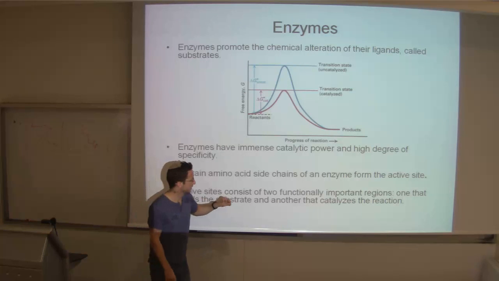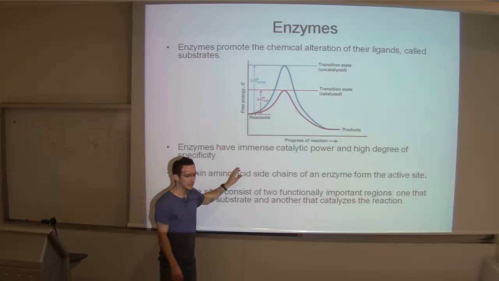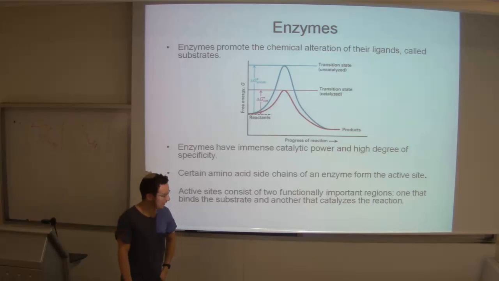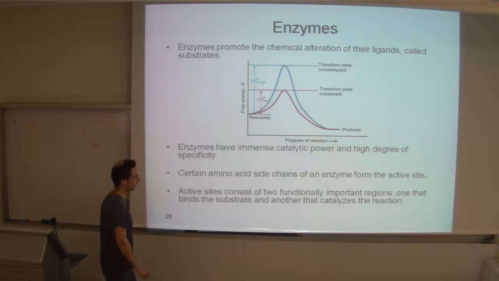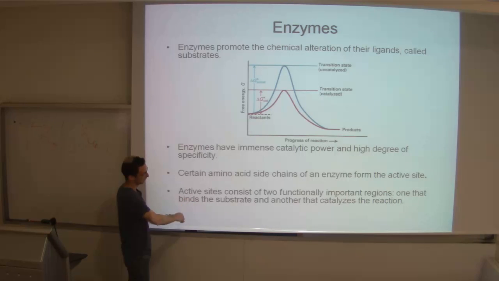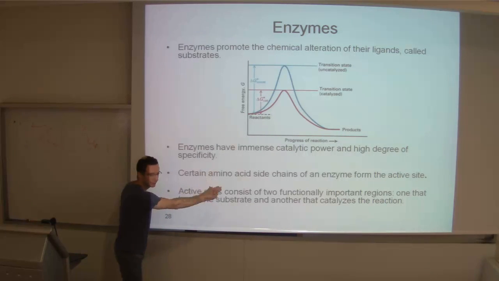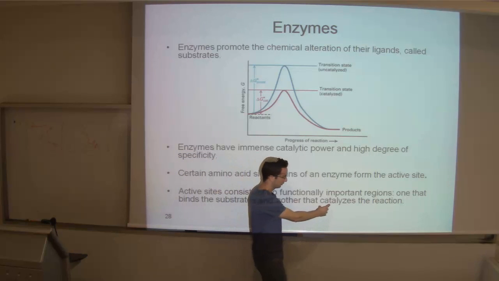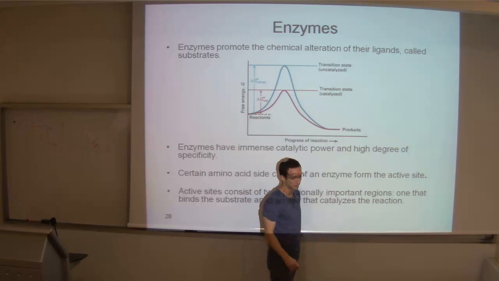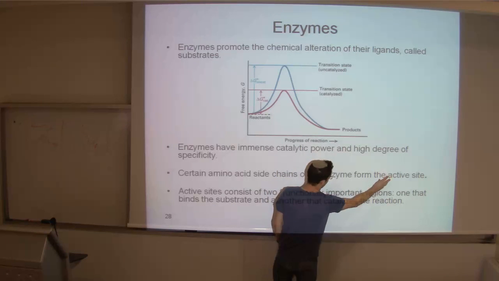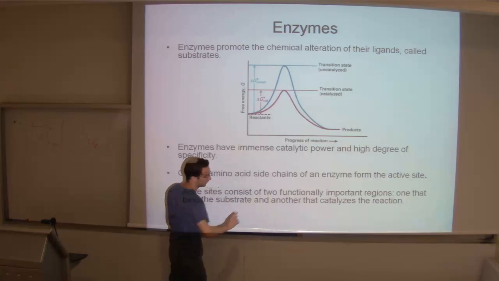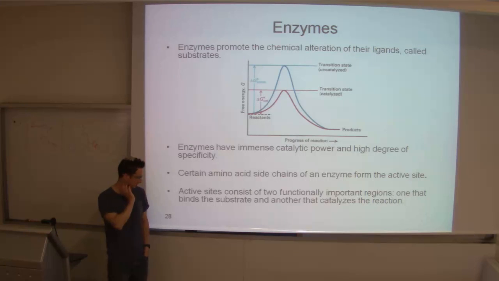Certain amino acid side chains of an enzyme form the active site. So this is the site where everything happens in the enzyme, and it's subdivided into two regions. The first one is the binding site. In the active site, there is the binding site that binds the substrate, and the catalytic site, where catalysis occurs. Okay, active site subdivided into binding and catalytic site. Alright.